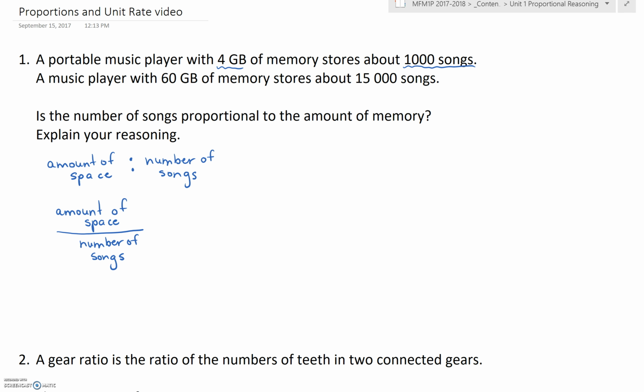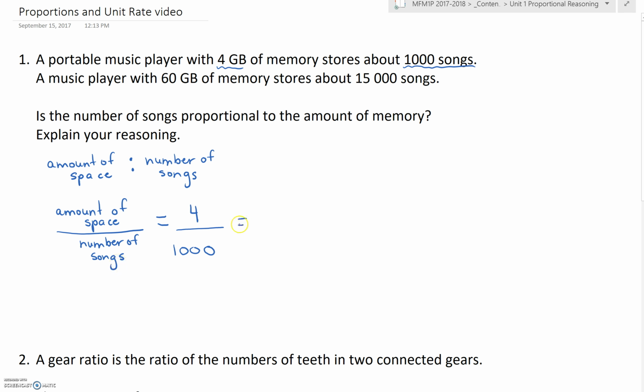So we know that there are 4 gigabytes for 1,000 songs. Well, 4 gigabytes is the amount of space. So I'm just going to put an equal sign here, and I'm going to make sure that the 4 gigabytes goes where the amount of space is. Okay, so 4 gigabytes needs to go at the top because that's what we have for the numerator, the top. We have 1,000 songs for 4 gigabytes of memory. So 1,000 needs to go where it says number of songs.